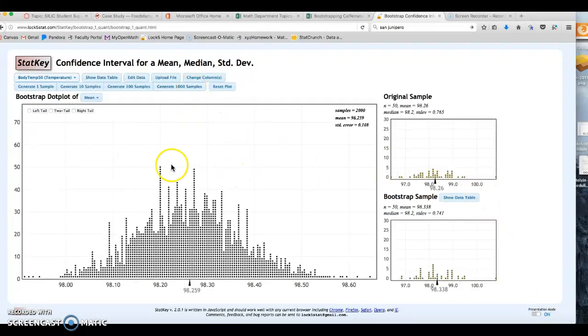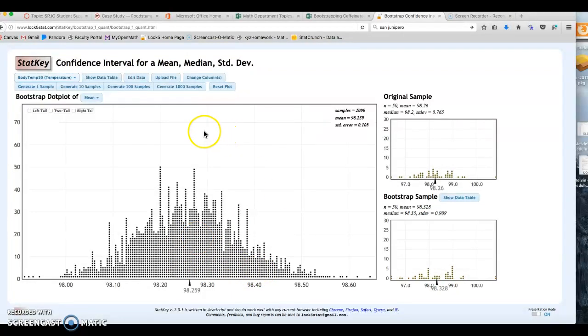The 2,000 samples are all Bootstrap. So if I click on a dot over here, notice on the bottom right, this Bootstrap sample changes. We have a very extreme Bootstrap sample, but most of them are kind of slightly towards the middle.